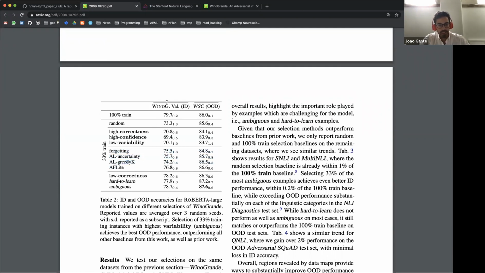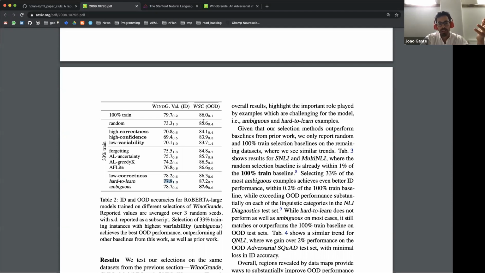You'll see that for the Winogrande dataset, using a subset with ambiguous samples is almost as good as considering 100% of the samples, and it's much better than sampling randomly. Interestingly, the subset with high confidence, so the upper left of the map, has very, very poor performance, while the subset with hard to learn samples, which is lower left, got almost as good results as ambiguous.